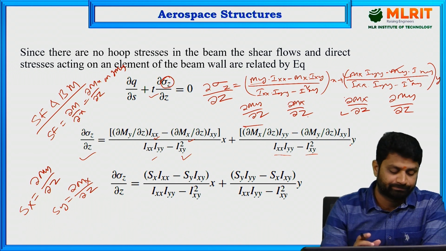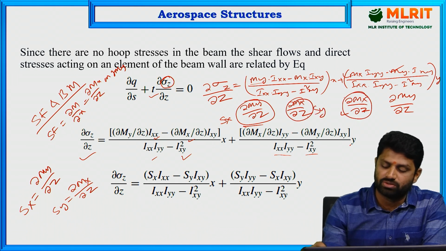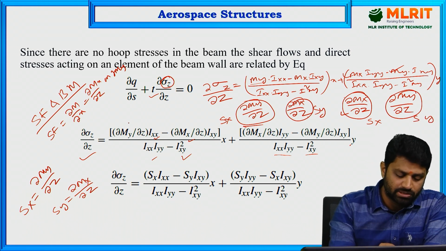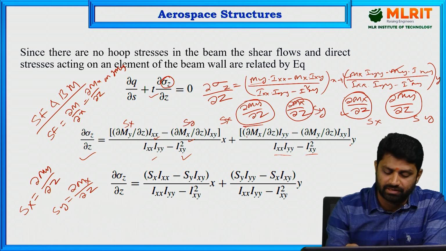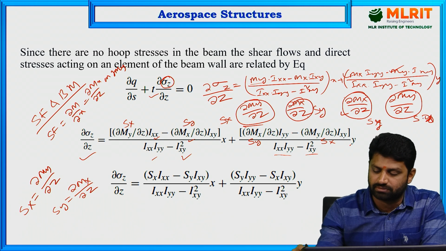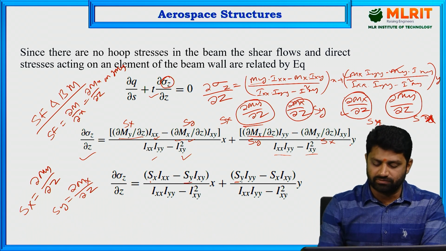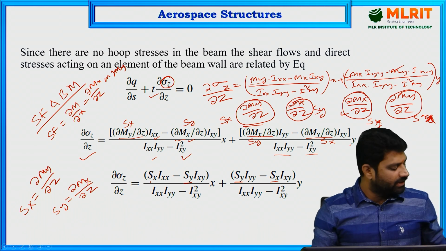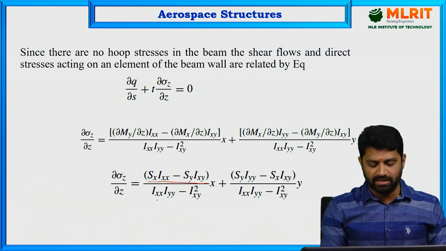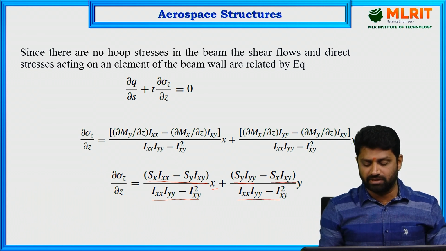So now we are going to replace dou my by dou z as Sx and dou mx by dou z as Sy, and write them in place of these terms over here. So this is Sy, this is Sx. Replacing that, we write the relationship for dou sigma z by dou z equals (Sx Ixx minus Sy Ixy) divided by (Ixx Iyy minus I square xy) into x, plus (Sy Iyy minus Sx Ixy) divided by (Ixx Iyy minus I square xy) into y.